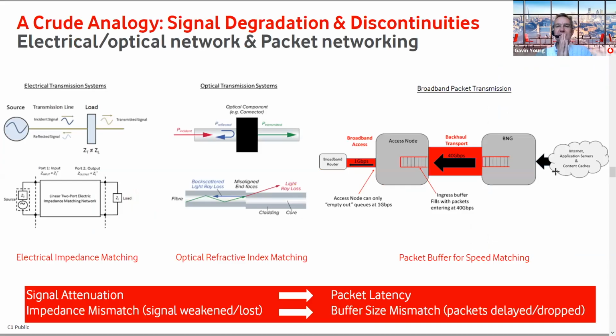Now, one analogy, it's a very imperfect analogy when we talk about quality attenuation, but there is a sort of crude analogy with electrical and optical networks in some ways. And this sometimes helps a few folk understand it if they're less familiar with packet networking.